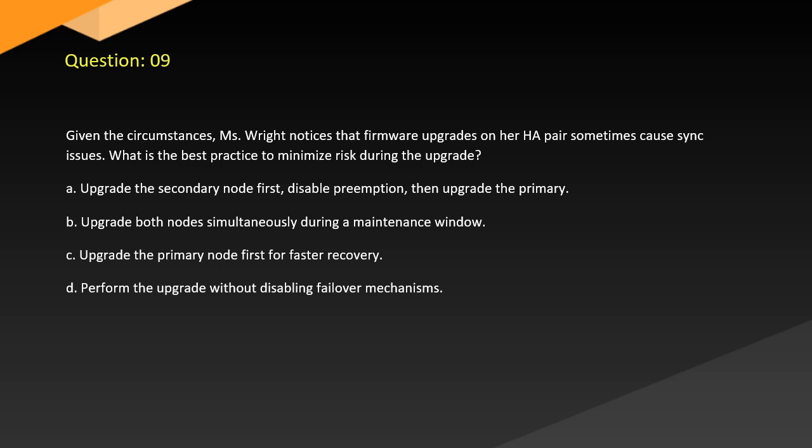Question 9. Given the circumstances, Ms. Wright notices that firmware upgrades on her HA pair sometimes cause sync issues. What is the best practice to minimize risk during the upgrade? A. Upgrade the secondary node first, disable preemption, then upgrade the primary. B. Upgrade both nodes simultaneously during a maintenance window. C. Upgrade the primary node first for faster recovery. D. Perform the upgrade without disabling failover mechanisms.